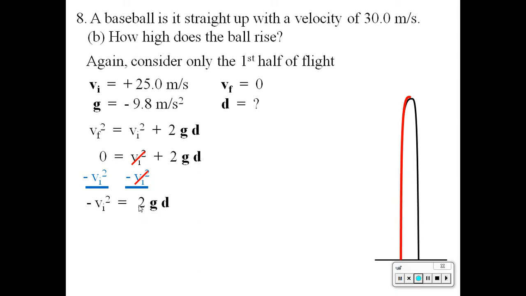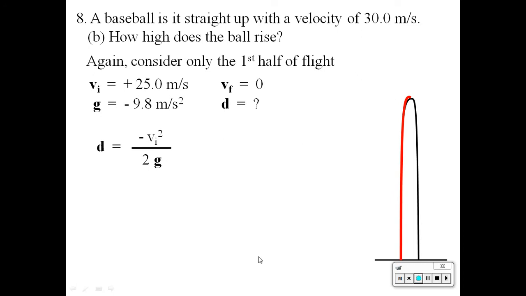Now, we need to eliminate the 2 and g. So divide each side by 2 and g. 2's cancel out, g's cancel out, and d is equal to negative d sub I squared over 2g. Plugging our numbers in, negative, this negative comes from the algebra, and then d sub I is 25. Don't forget to square it. Divided by 2 times g. The negative signs here cancel themselves out, so we're left with a positive displacement, which makes sense because the ball's going up.